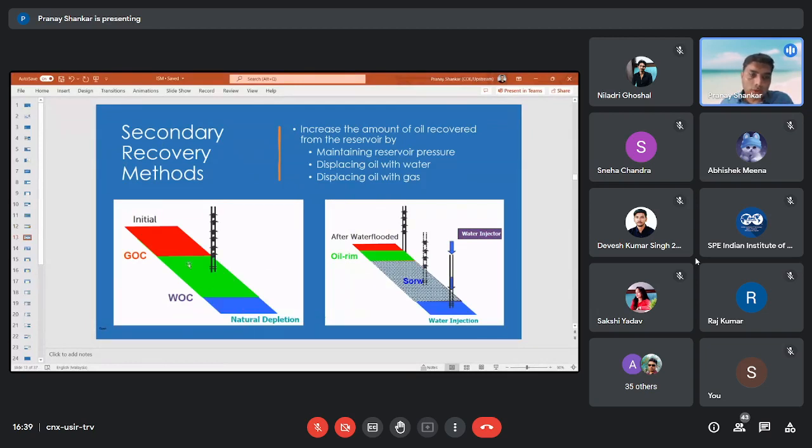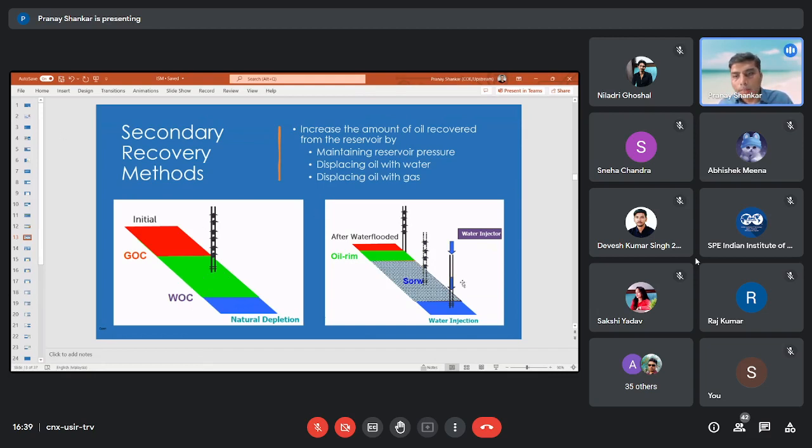Typically you have this oil zone in the middle with a gas cap and aquifer at the bottom, and then you drill wells in your oil zone and you produce it either on artificial lift or self energy. Whatever is your recovery till the well flows, that's called natural depletion recovery, right?